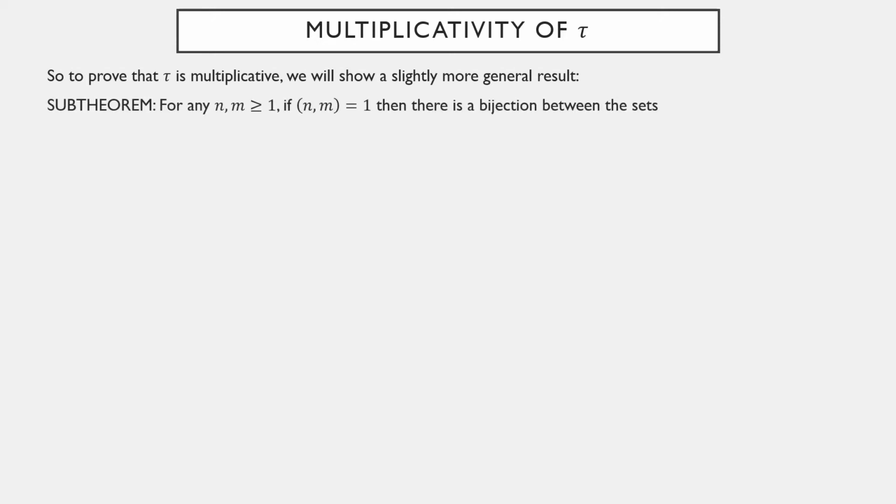So let's set about trying to show that tau is multiplicative. We're actually going to show something slightly different and more general. If we have two positive integers which are relatively prime, then we're going to construct a bijection between two different sets. First, positive factors of the product nm. Second, pairs of factors. The first is a factor of n, and the second is a factor of m.